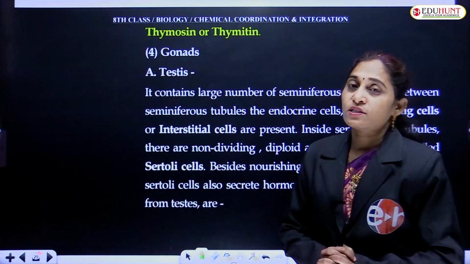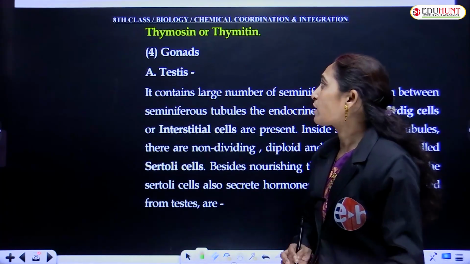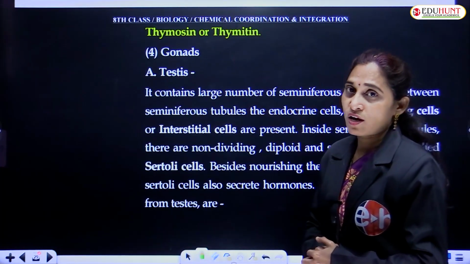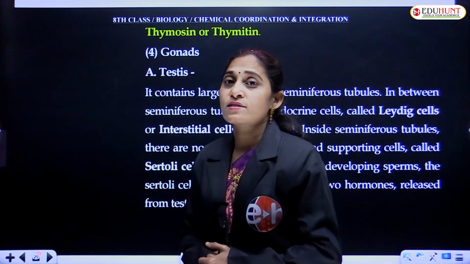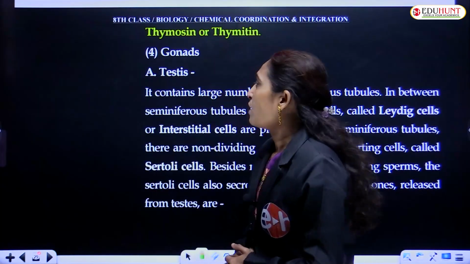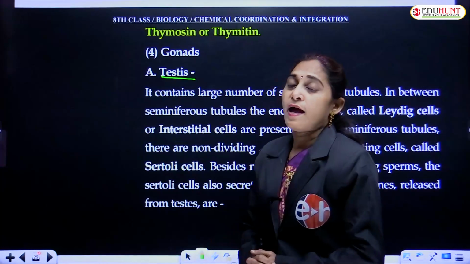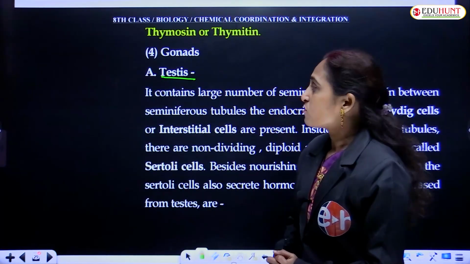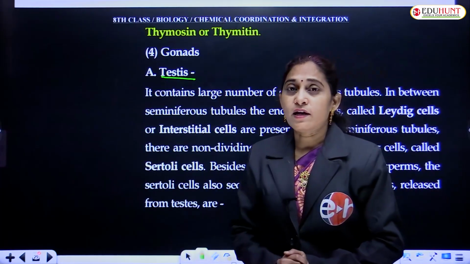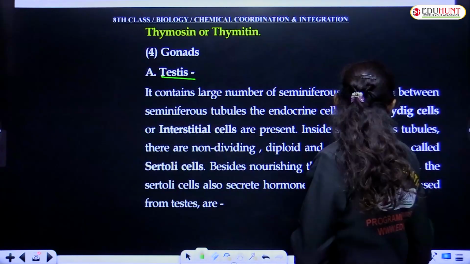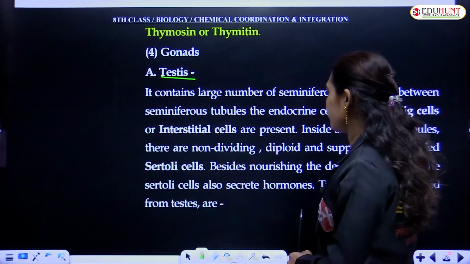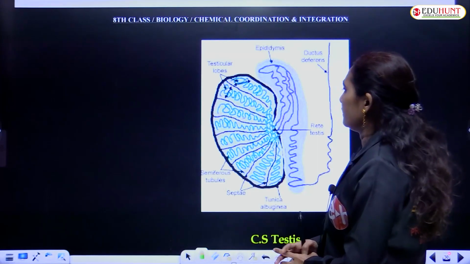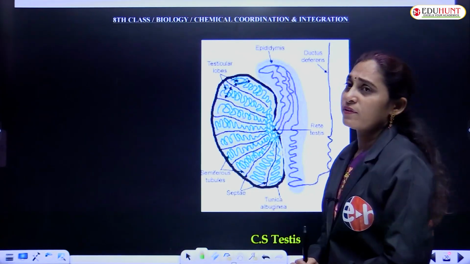In the previous sessions, we have seen some of the hormones and also the gonads. Gonads are the reproductive structures in males as well as females. In males, we call them testes, and in females, ovaries are the reproductive organs. Testes release the hormone called testosterone. This is the cross section of the testis.